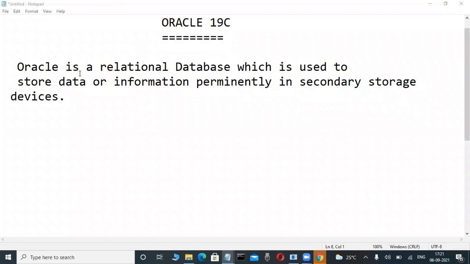Okay. So now Oracle is a relational database which is used to store data or information permanently in secondary storage devices.